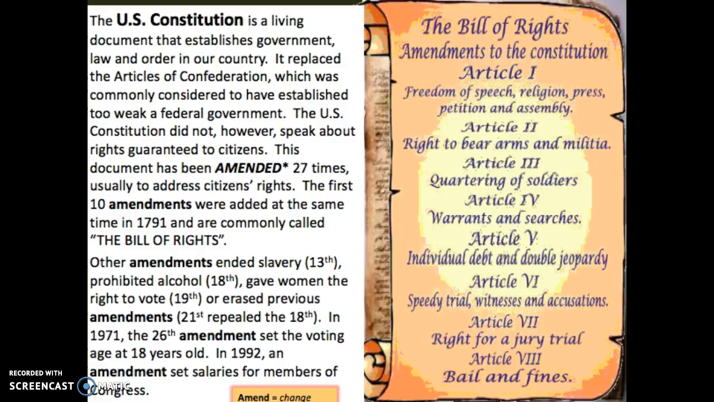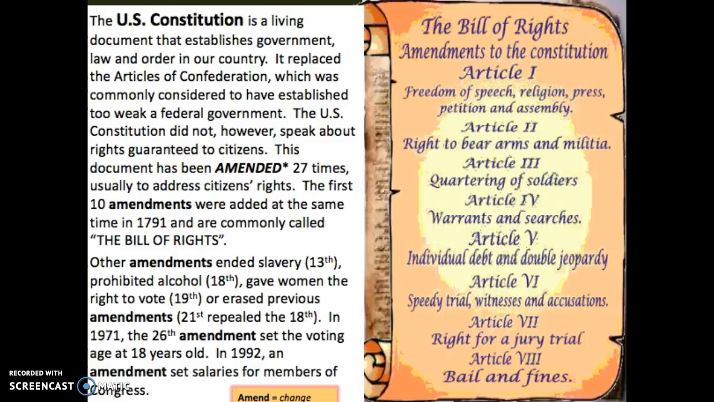The U.S. Constitution was established to give us a government and to create law and order within our country. It replaced a document called the Articles of Confederation. The Constitution was amended, which means changed, 27 times. The first 10 amendments were called the Rights of the People, and they are also commonly called the Bill of Rights.